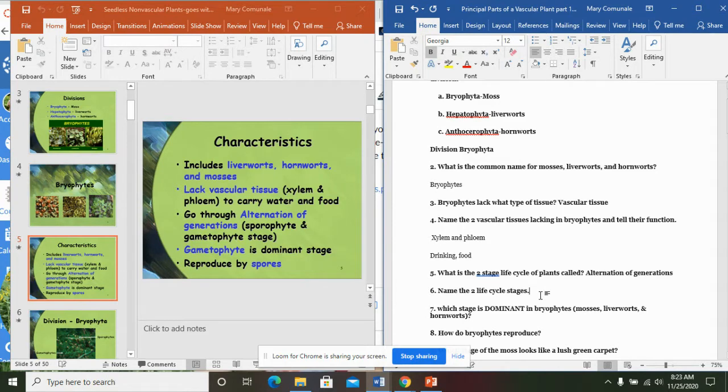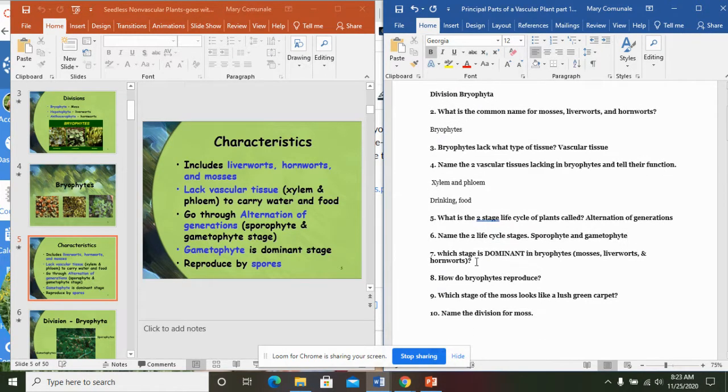And the two, so you guys kind of seeing how this goes? It's pretty much right in order here. It's a sporophyte and the gametophytes. Which stage is dominant in bryophytes? The dominant stage is going to be the gametophyte. And how do they reproduce? They reproduce by spores.